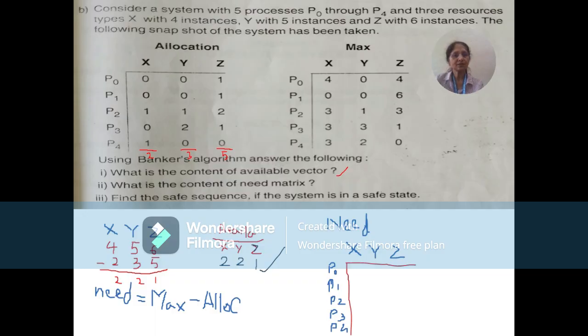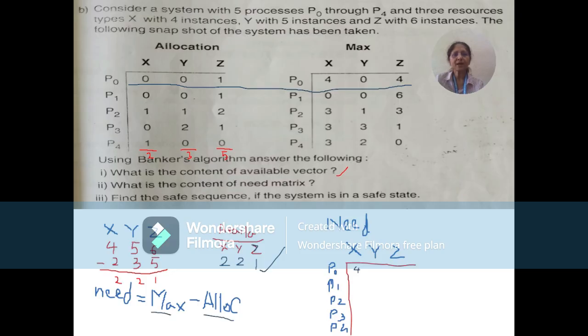Second question is find the content of need matrix. How do we find the content of need matrix? There is a formula. The formula says that max minus allocation is equal to need. So what is the max? Let's start with P0. What is the max of P0 for X resource type? So X is 4. And what is allocation? 0. So what is 4 minus 0? 4 minus 0 is 4 for P0.